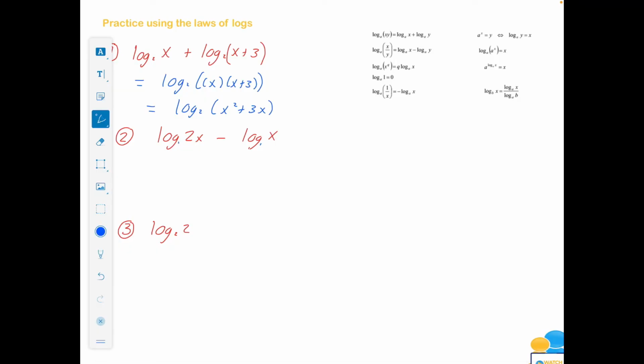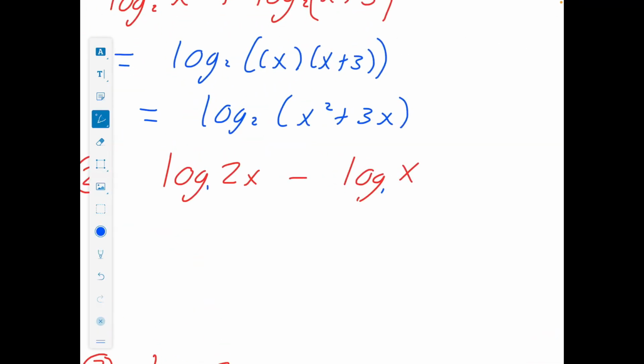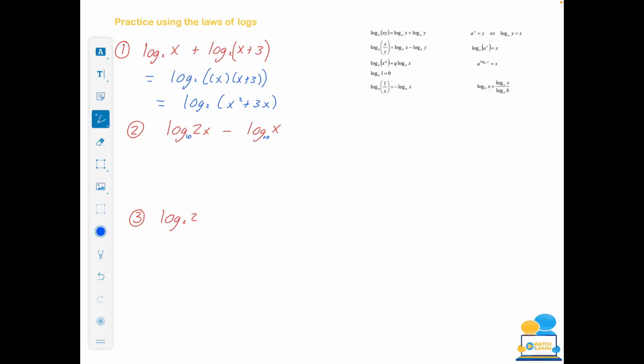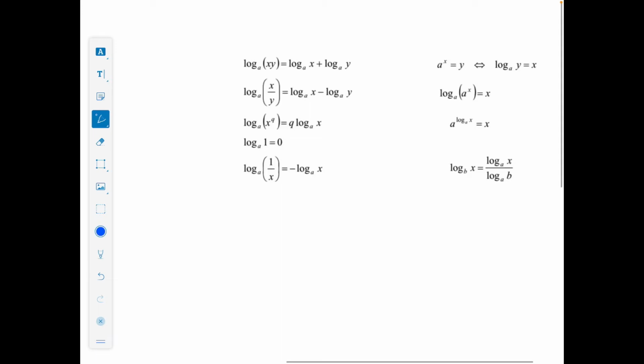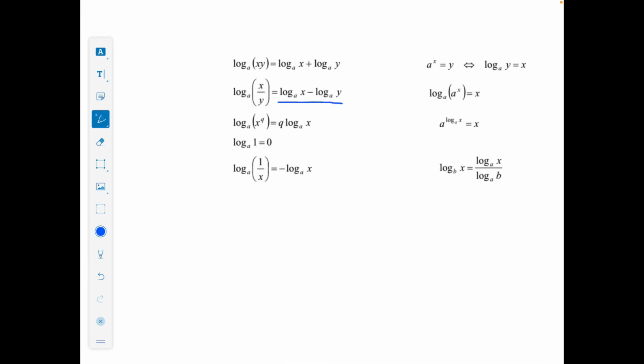Okay, similarly for question 2, we can see we have log of 2x minus log of x. What you'll notice here, there's no bases. When they don't write in a base, there's really a base 10 there. If they don't write in the base, that's fine. You can assume that it's log to base 10. But that doesn't make a difference, and your calculator will understand that as well.